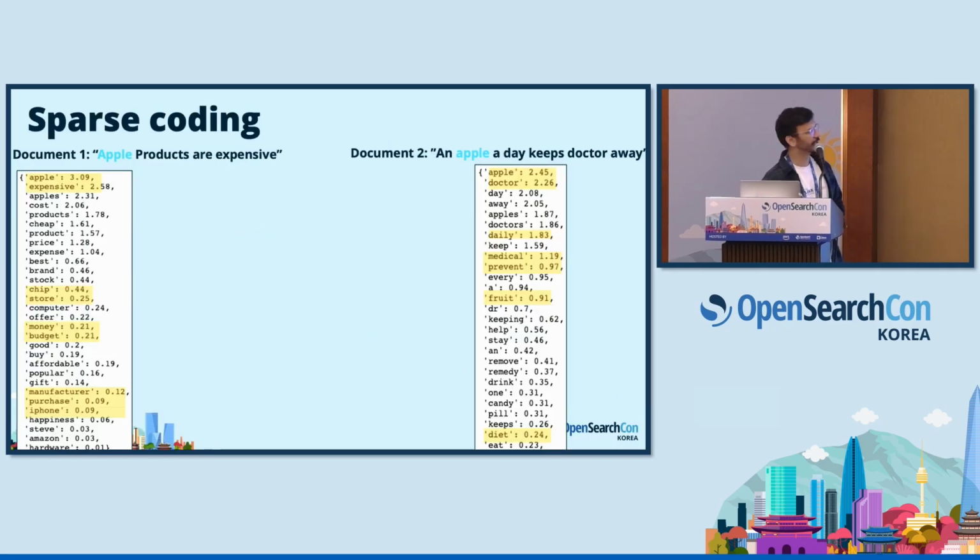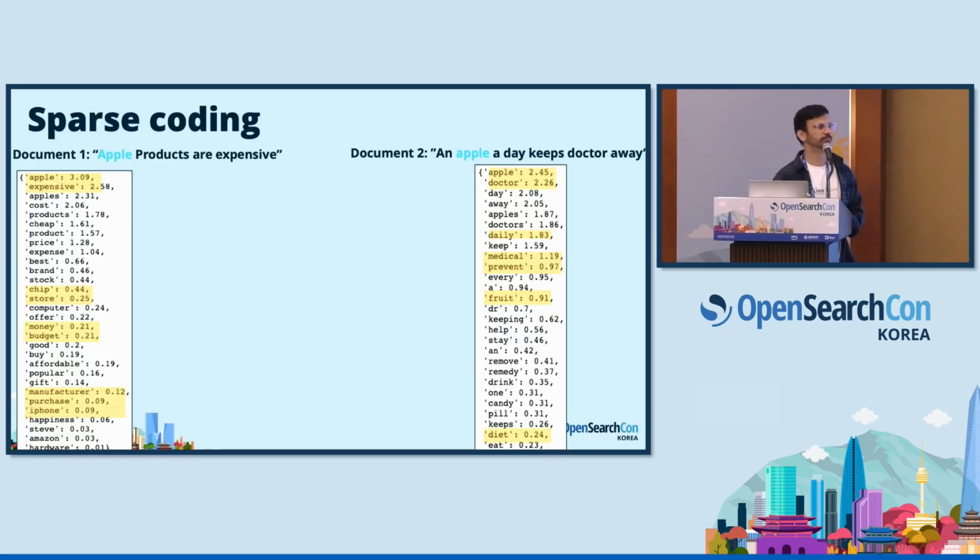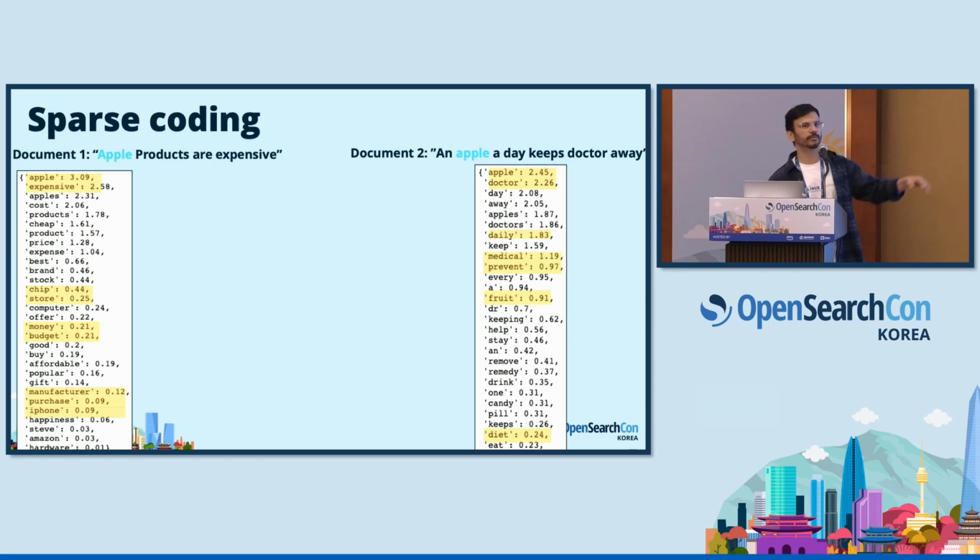This is a very good example that I show to my customers. You have two documents: Apple products are expensive, and an Apple a day keeps the doctor away. What you see at the bottom are the expanded terms. In the first example, the expanded terms are about the device itself: expensive, chip, money, budget, manufacturer, and things like that. On the other side, you have doctor, daily, medical. So you get the idea.